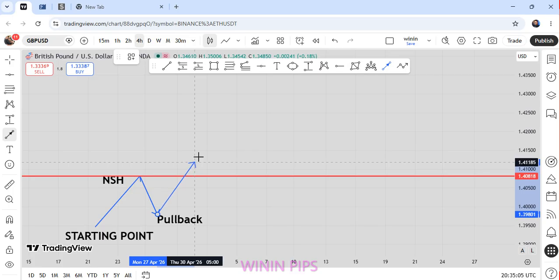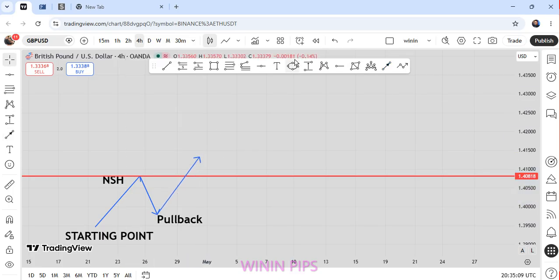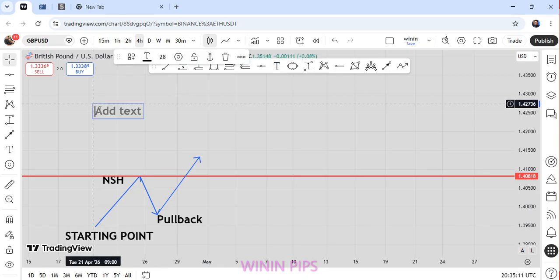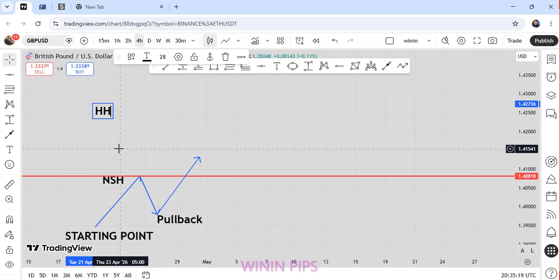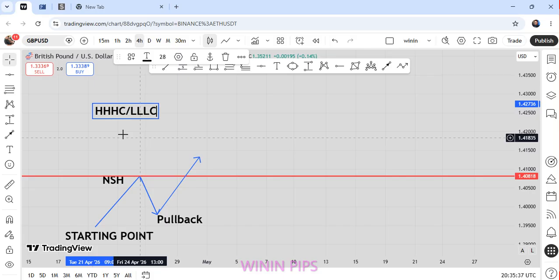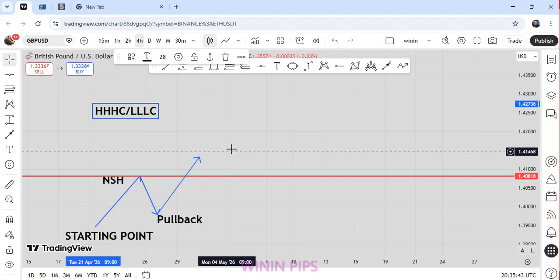So we have a principle called, let me write it here, HHHC and LLLC. So the H is higher high, higher close, and this is lower low, lower close. So we use the higher high, higher close principle for an uptrend, when you are in an uptrend.